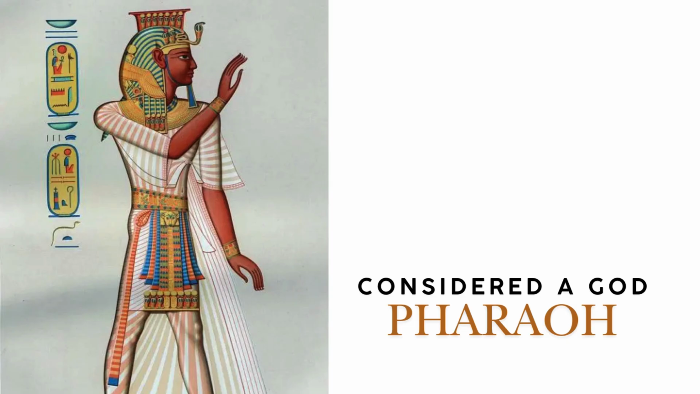This is the climax. Pharaoh, considered a god, is powerless to stop the loss of his heir. The plague prompts the Exodus. The Israelites escape from slavery.